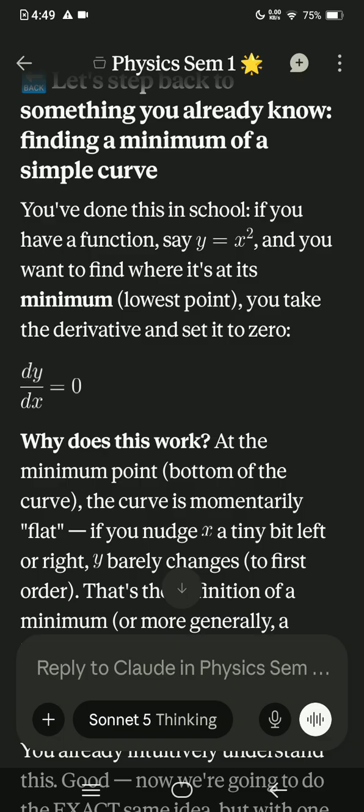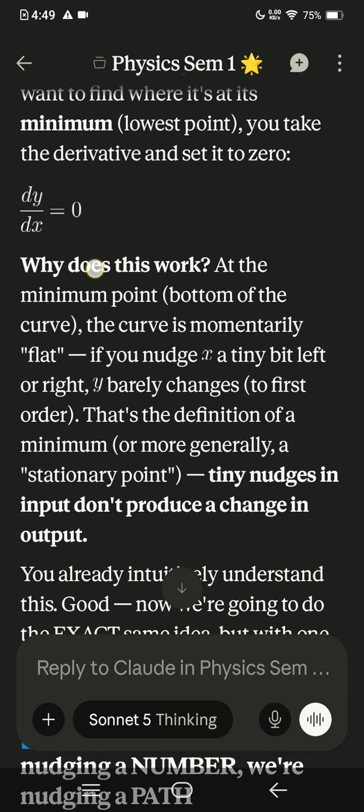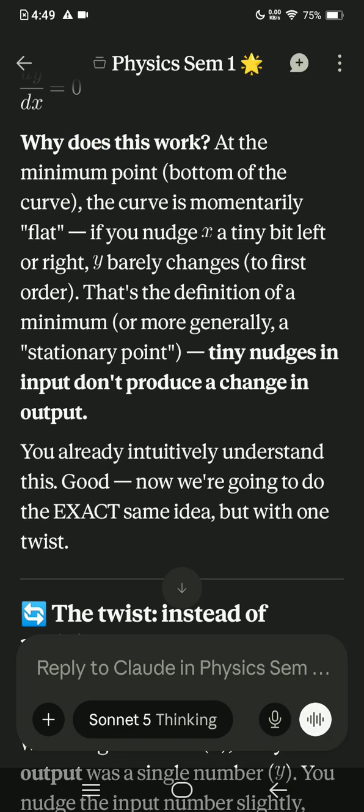If you have a function, say y equals x squared, and you want to find where it's at its minimum, its lowest point, you take the derivative and set it to 0. Why does this work at a minimum point, and also a maximum point, the bottom of the curve? The curve is momentarily flat. If you nudge x a tiny bit left or right, y changes barely, to first order. That's the definition of a minimum, or more generally a stationary point. Tiny nudges in input don't produce a change in output. You already intuitively understand this.